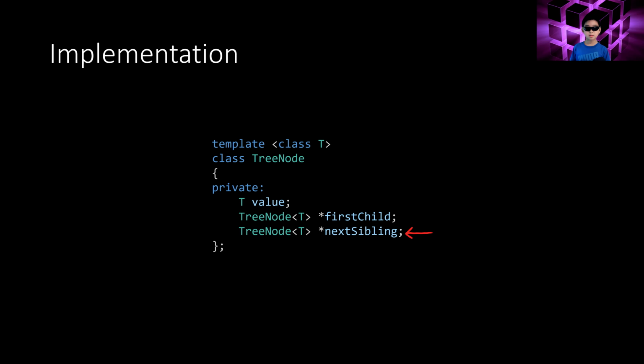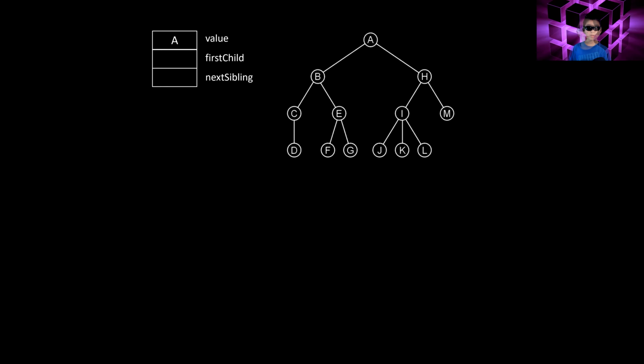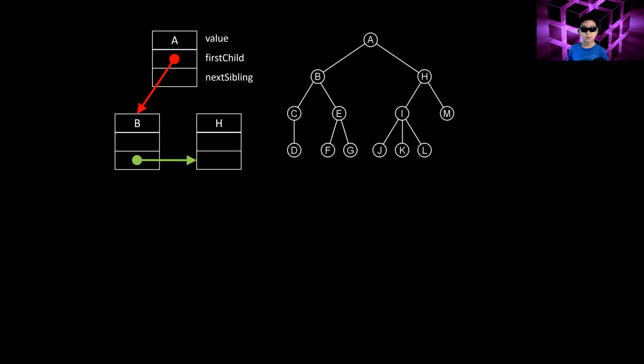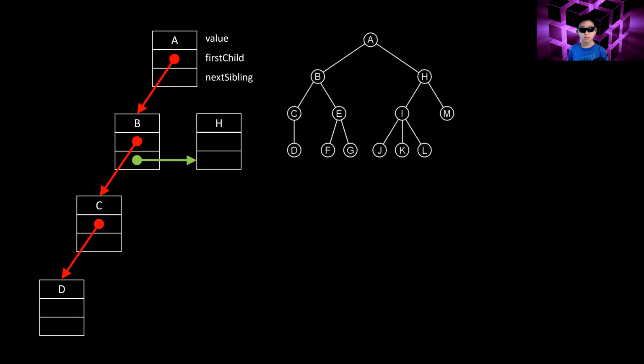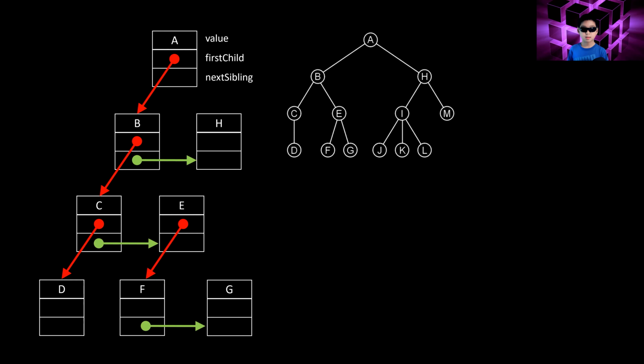Let's visualize it. Here we describe this tree using the diagram. Following the class definition in the last slide, we have a value, first child, and a next sibling variable. The first child of node A is B. The next sibling of B is H. The first child of node B is C. Then the first child of C is D. Then E is the sibling of C, and E has two children, F and G.